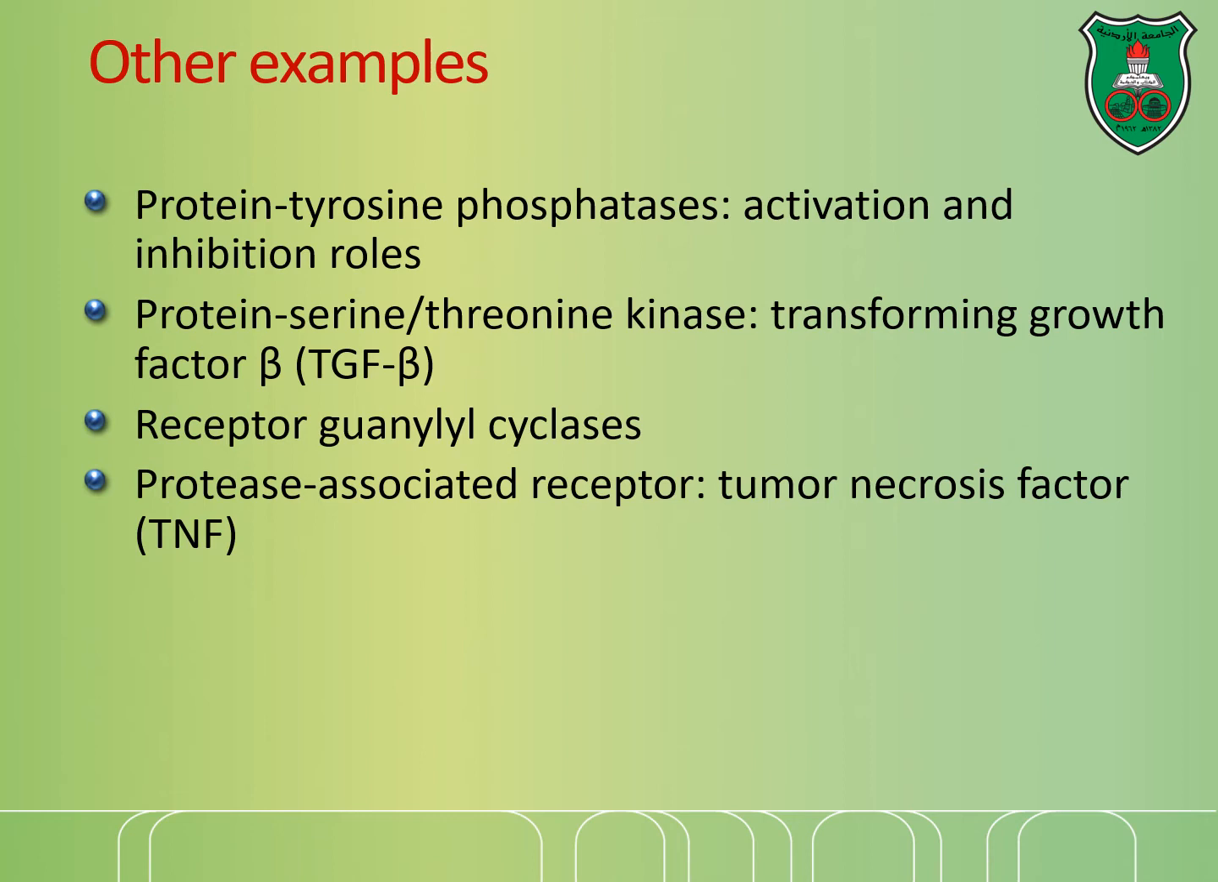Now, there are other examples of enzymes that can be associated with receptors. So you can have protein tyrosine phosphatases. So these do not phosphorylate, rather they remove phosphate groups. You can have receptors associated with serine threonine kinases, such as the receptor of transforming growth factor beta. And you have receptor guanylyl cyclases. You have protease associated receptors, such as tumor necrosis factor receptor. So we're talking about different types of enzymatic activities that can be associated with different receptors. Now, you do not have to memorize the examples. You just need to know the variety of ways or the various enzymes, or enzymatic activities, that can be associated with receptors.